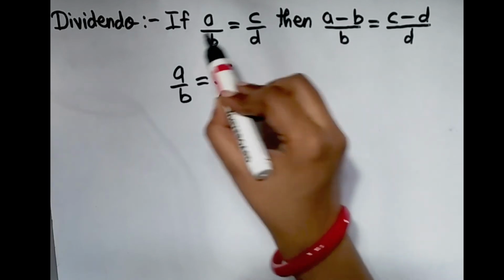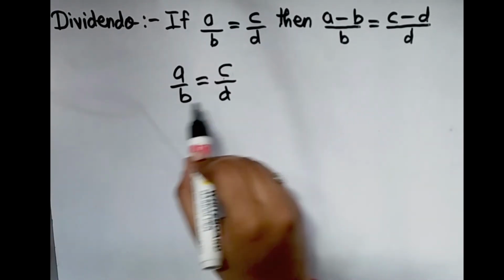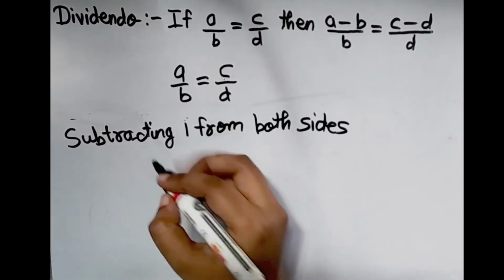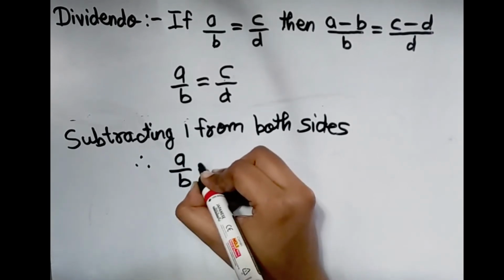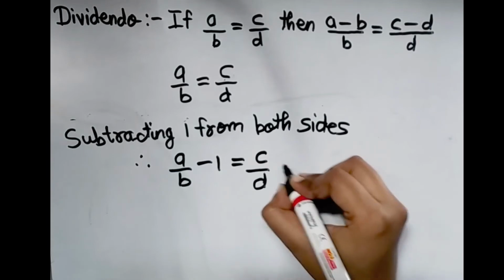We will see this. So A upon B is equal to C upon D, that is given. Now we have to prove this. Subtract 1 from both the sides. Subtracting 1 from both the sides, so what will we get? Therefore, A upon B minus 1 will be equal to C upon D minus 1.